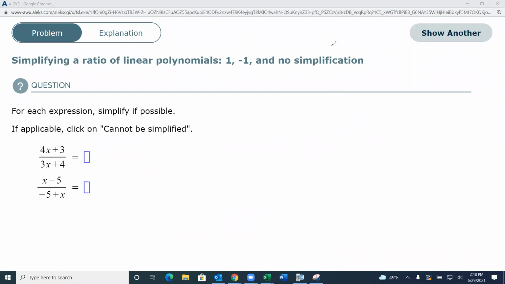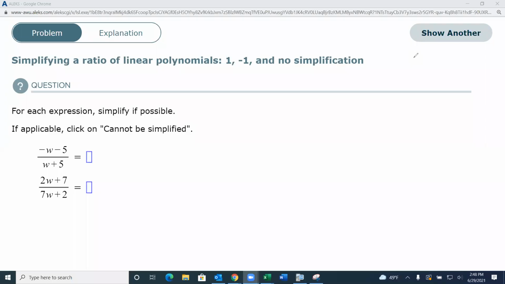Okay, this one's just like the last one. I want something better. Maybe I should pause. Okay, let's do the first one. This first one looks, the top and bottom look certainly similar, but certainly not the same thing.